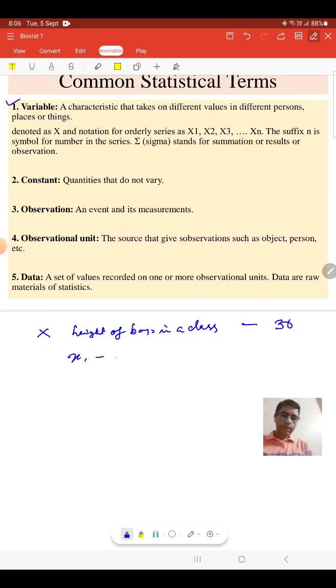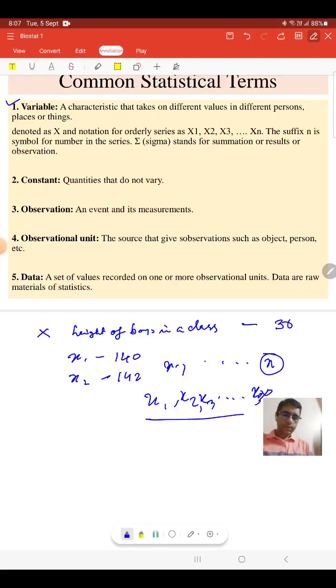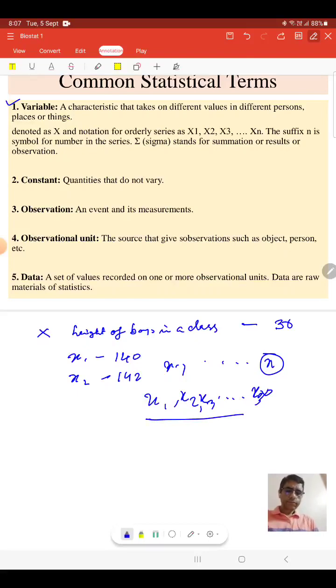Say x1 is 140 centimeter, x2 is 142 centimeter, and accordingly that is how the data will be collected. It is mentioned as a series x1 to say xn, where n means the highest number of observations. So here it will be x1, x2, x3 continued up to x30. This is how we collect our information and tabulate it.